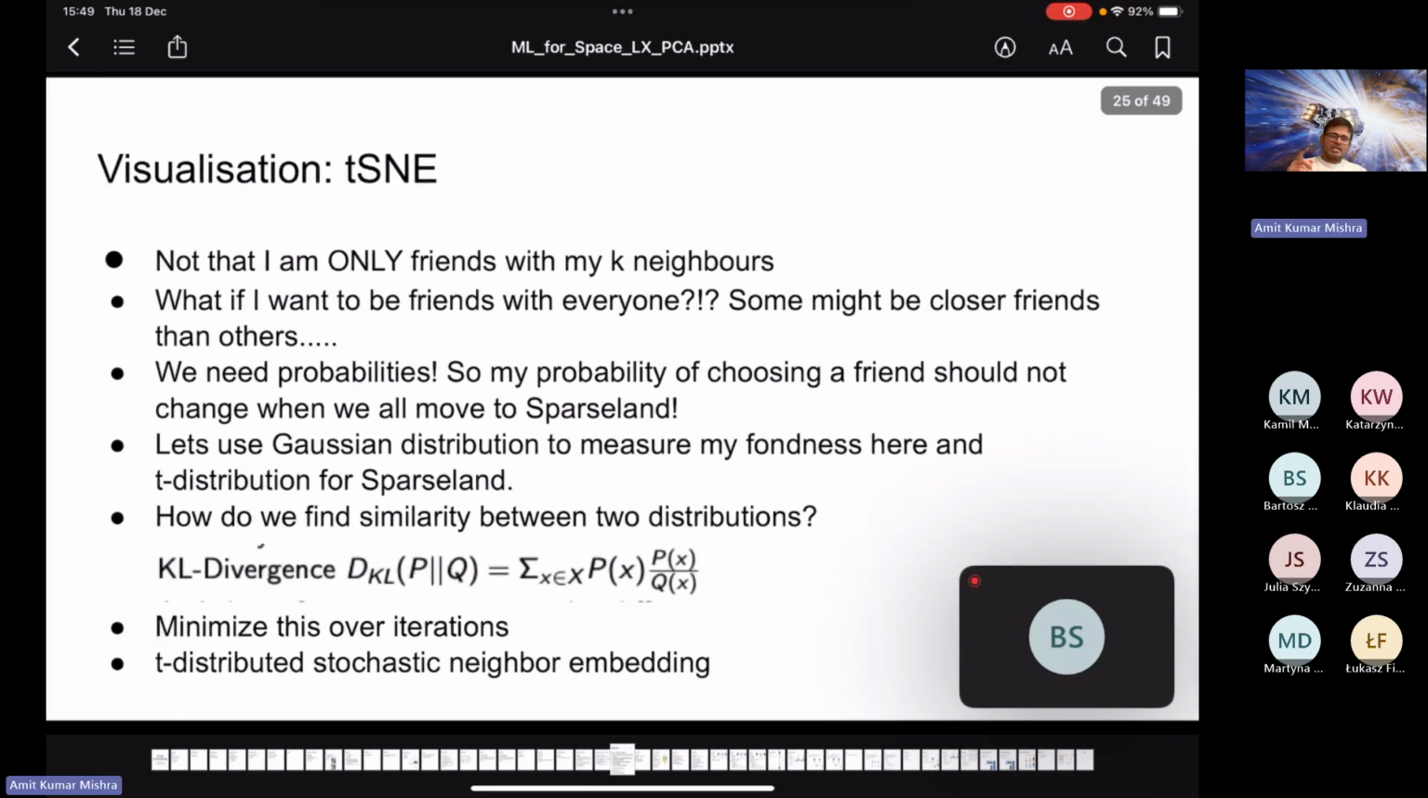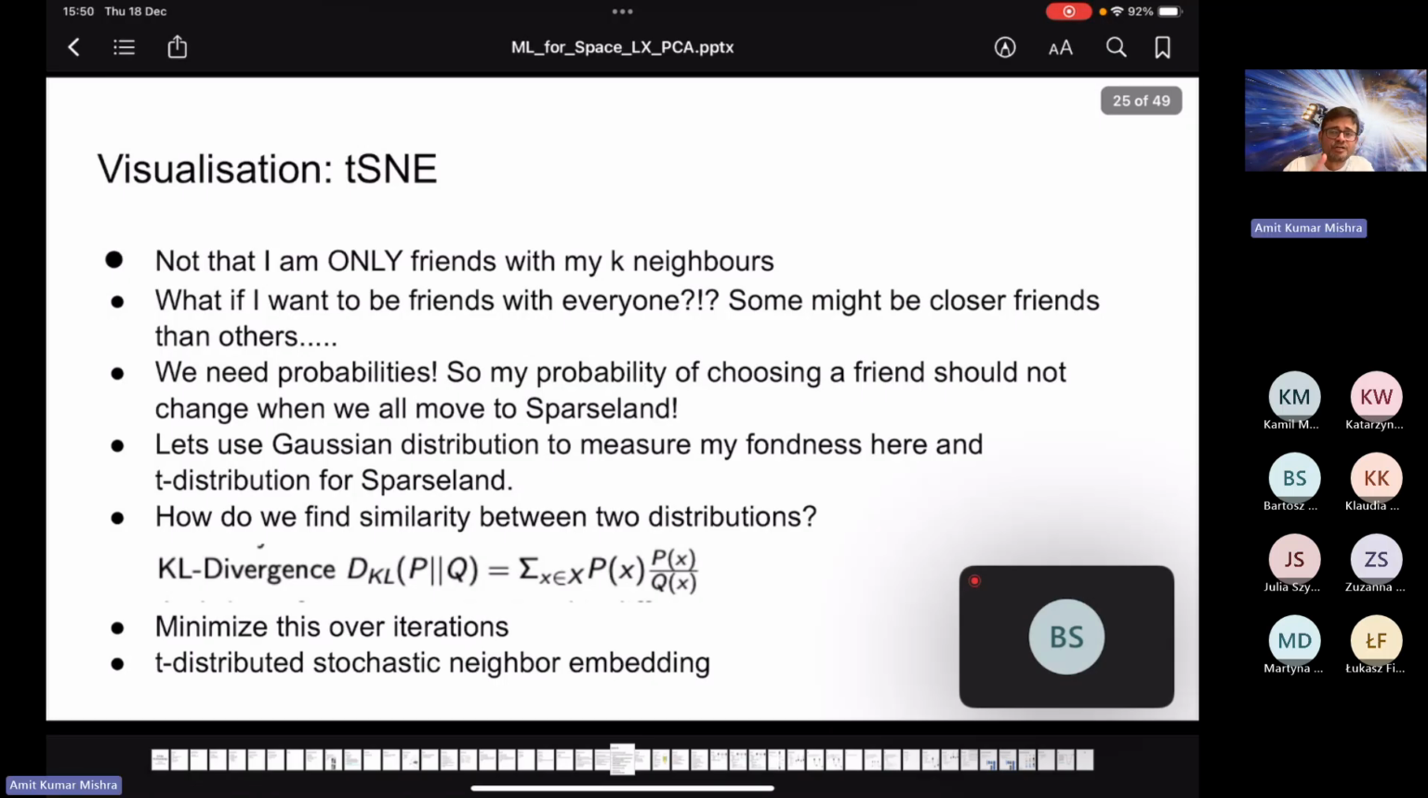Now, in the smaller dimension, you don't follow a Gaussian distribution. You follow what is called the T distribution, and your goal is to make sure that the distribution of a bunch of points in the high dimension and the distribution of the same bunch of points in low dimension are as close as possible.